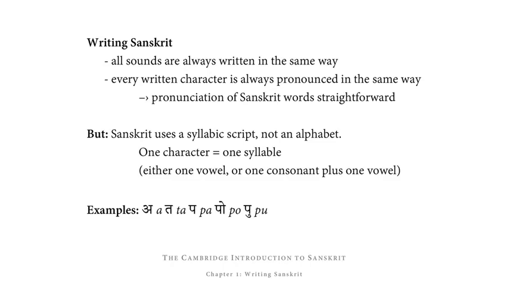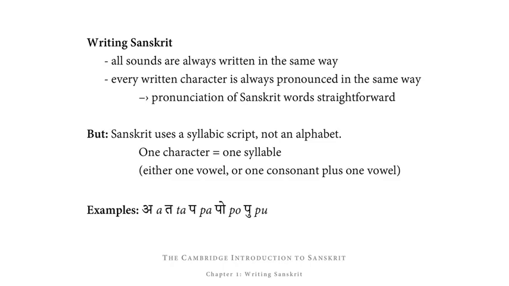There is one other difference in the writing of Sanskrit and English, and that is that Sanskrit uses a syllabic script, not an alphabet, meaning that the basic building block of the writing system is not a sound, as we had in begin, where b, g, i, and n were the sounds represented by letters. In Sanskrit, the basic block is not one letter representing one sound, but rather one character representing one syllable. A syllable would consist either of one vowel or one consonant plus one vowel.